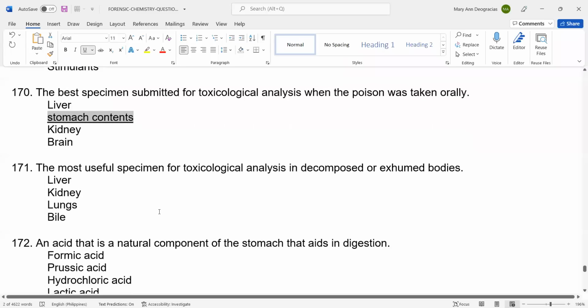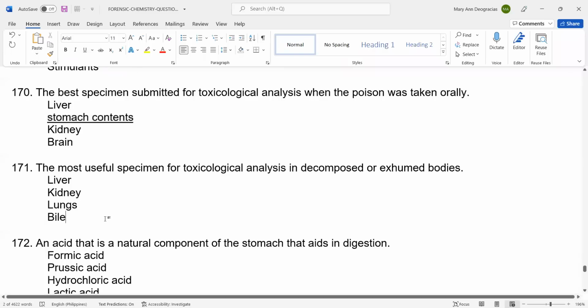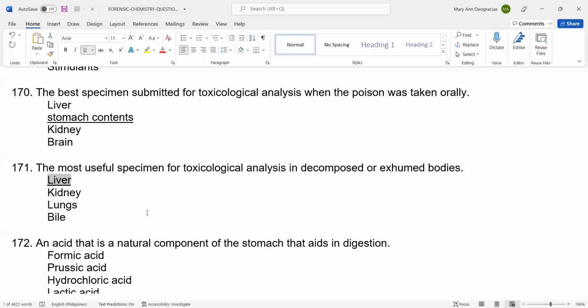171. The most useful specimen for toxicological analysis in decomposed or exhumed bodies. Yung naagnas na body, ano yung best na specimen dyan? It is the liver. Okay, anong dahilan bakit liver? Because the liver is the largest internal organ that we have. Okay, liver guys, ang pinaka-best na specimen kasi siya yung pinakamalaki na internal organ sa lahat ng nasa loob ng katawan natin.